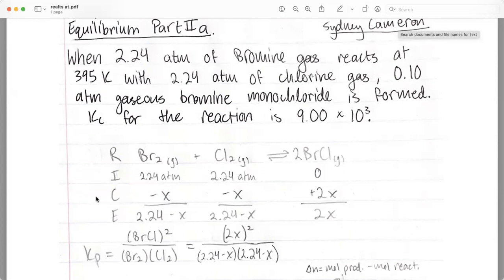And then the change in pressure, we're subtracting X from bromine and chlorine because they are losing their pressure. And then we're adding 2X for bromine monochloride because there are 2 moles of it. And then the equilibrium part of the RICE table, just adding all these together. So 2.24 minus X for both bromine and chlorine, and then 2X for the BrCl.